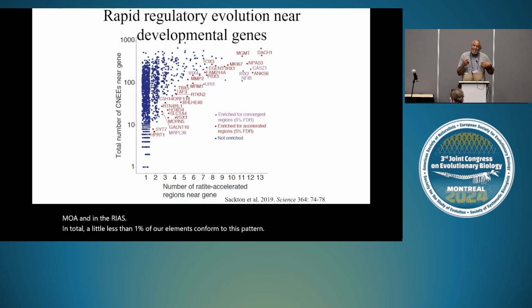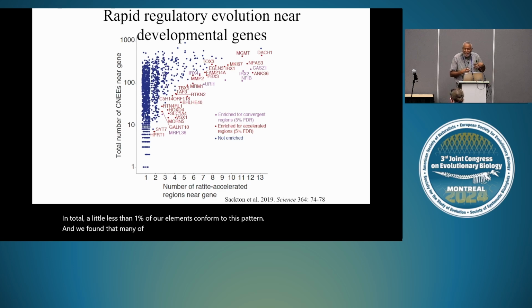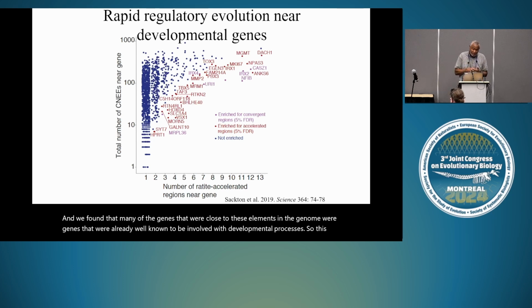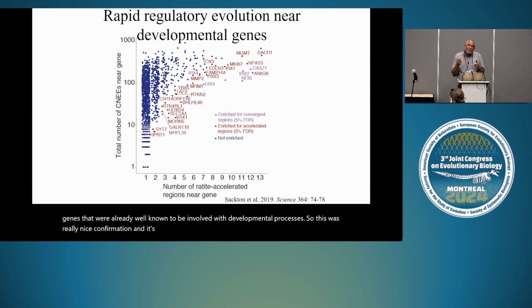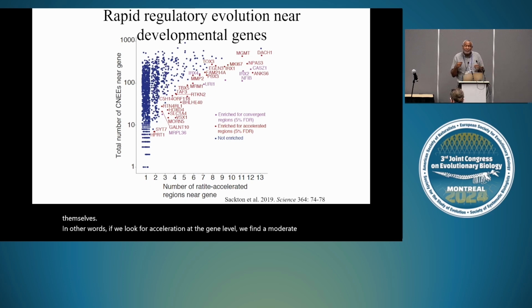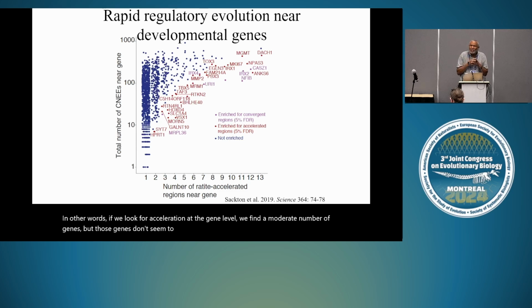And we found that many of the genes that were close to these elements in the genome were genes that were already well known to be involved with developmental processes. So this was really nice confirmation. And it's also the case that we tend to find a lot more functional coherence of sets of genes that are flagged by the regulatory elements than by the genes themselves. In other words, if we look for acceleration at the gene level, we find a moderate number of genes, but those genes don't seem to have a lot of coherence in terms of their function. So this has led us to the conclusion that regulatory evolution is probably driving this particular phenotype.